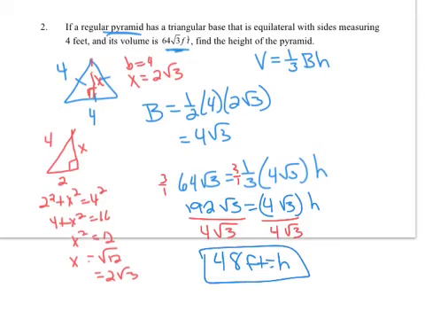So that took a few more steps. Again, you had to remember that if you have an equilateral triangle, you have to drop an altitude, which cuts the bottom in half as far as getting the right triangle to use the Pythagorean theorem. But after that, it's just working through the formulas again, finding the base area, putting that into the volume formula, and then solving for the height.